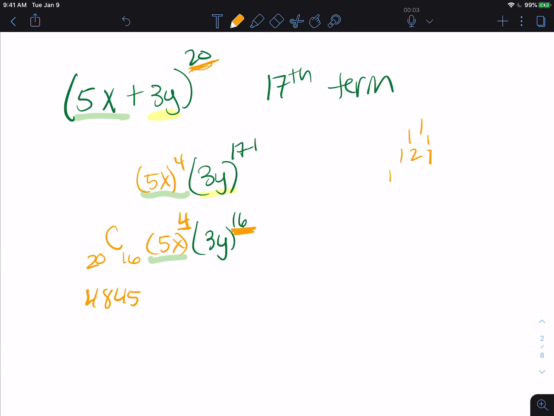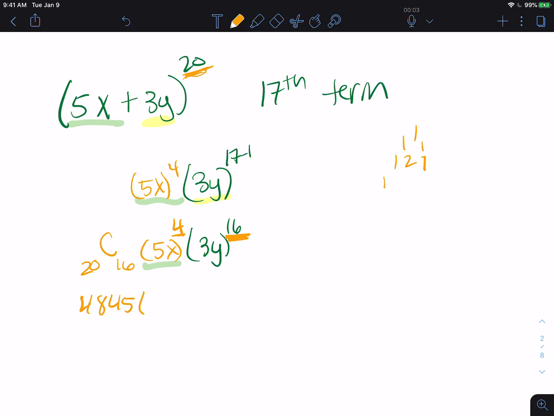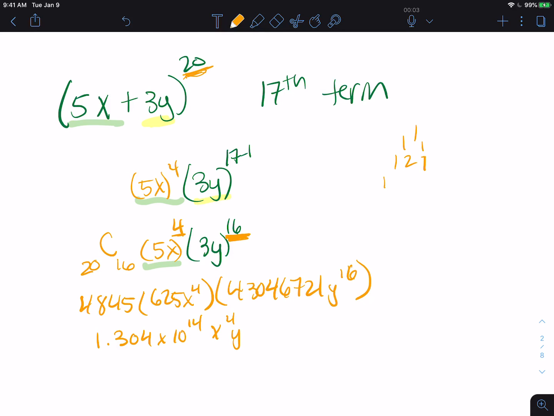If we raise 5 to the 4th power, that is 625x to the 4th. And if we raise 3 to the 16th power, that's going to be 43,046,721y to the 16th. And then we would have to multiply these numbers together: the really long number times 625 times 4,845, which gives us a really long number. It's 1.304 times 10 to the 14th, x to the 4th, y to the 16th.